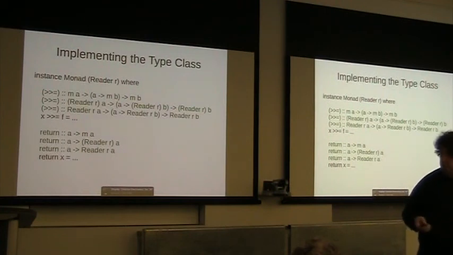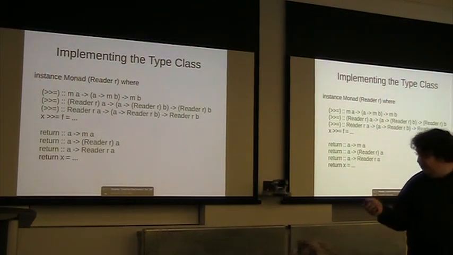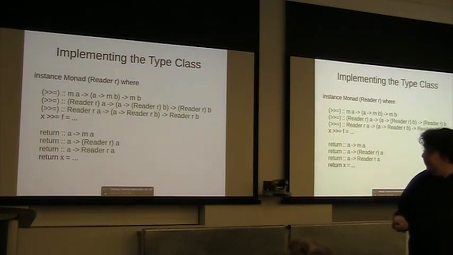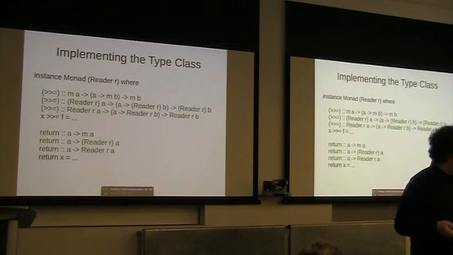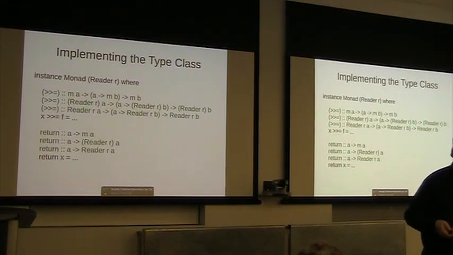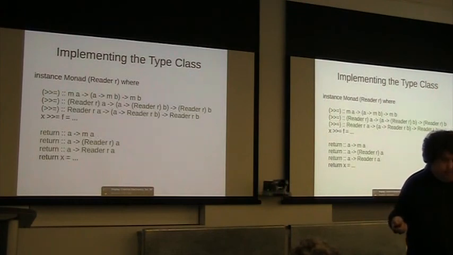Well, ask and you shall receive. Implementing a monad requires these. So we want to implement the type class here. Let's just implement it for our reader class. So we do instance, which says we're declaring an implementation of a type class. This is the type class we're implementing.